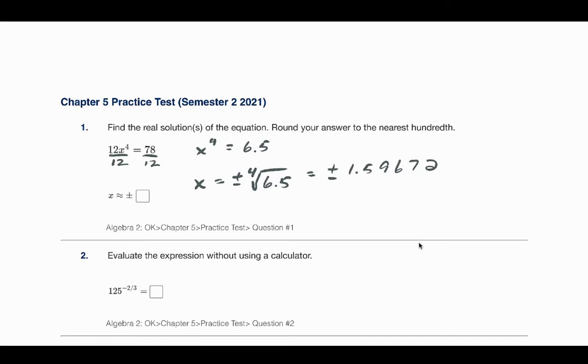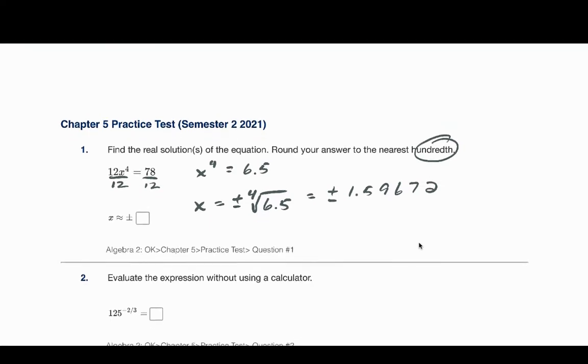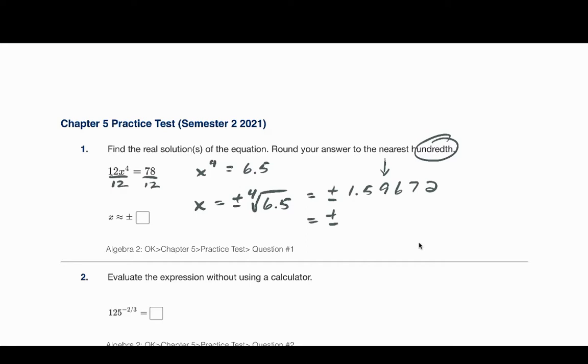Now, remember, Big Ideas will mark this wrong if you don't round it to the nearest hundredth. The nearest hundredth is 2 decimal places, so I look at the digit to the right of it, that is 6. So that means I'm going to change the 9 to a 0, and then I'm going to change the 5 to a 6, so 1.60, and that'll be the answer.